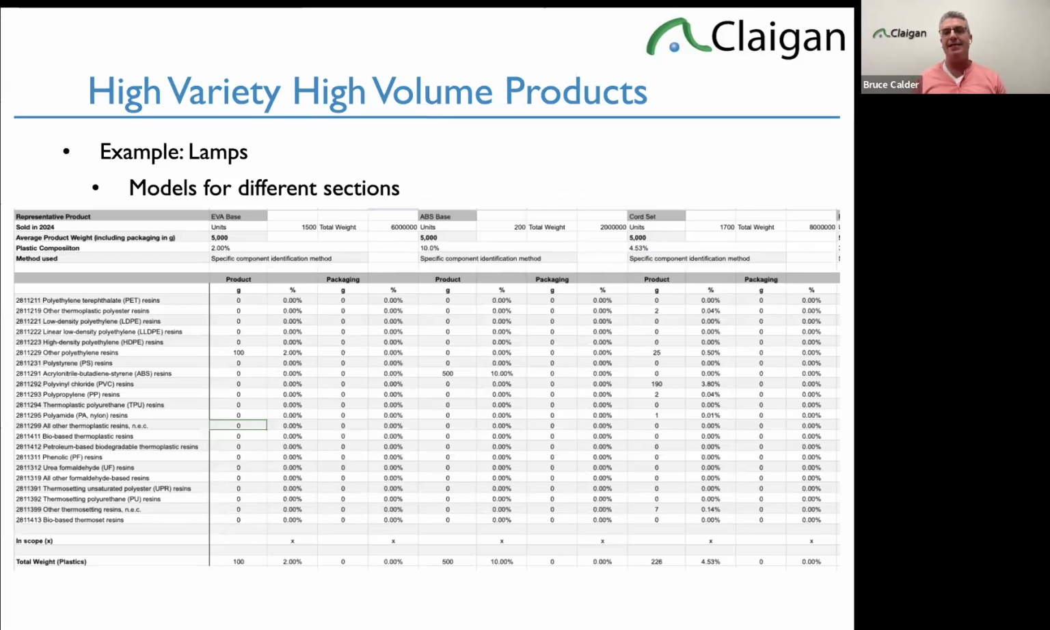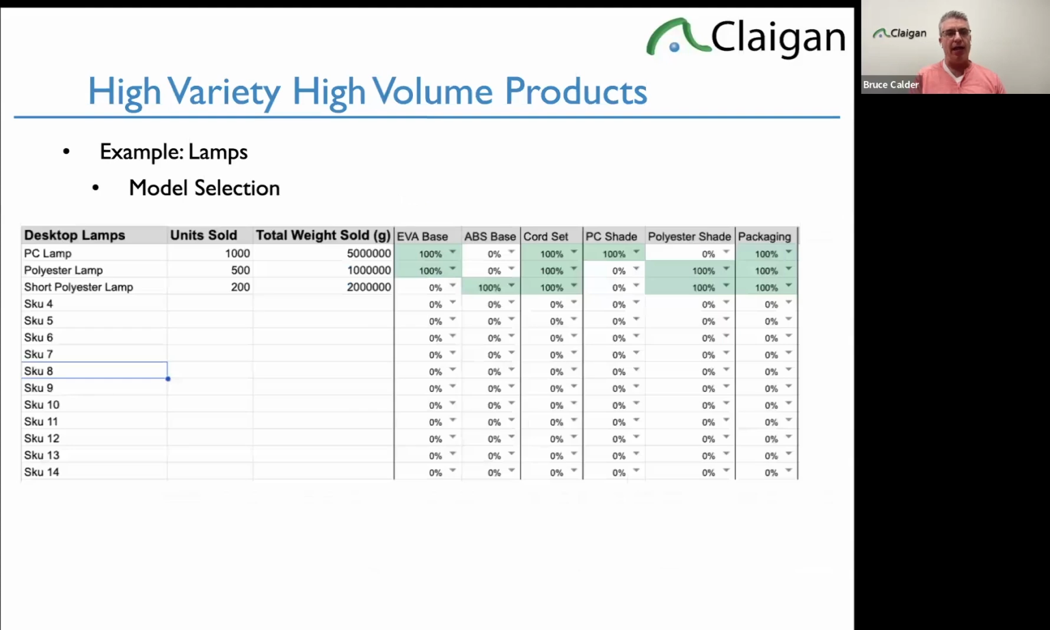So people say, we make a zillion different pumps. Sweet. We can create one pump model, or we can make different models for the main options, and you just pick and choose. So this one has EVA base, or you choose the ABS base, or, by the way, these are based on real products we looked at, or you pick this is the cord set model. And then for each one of your SKUs, we just made up some stuff.